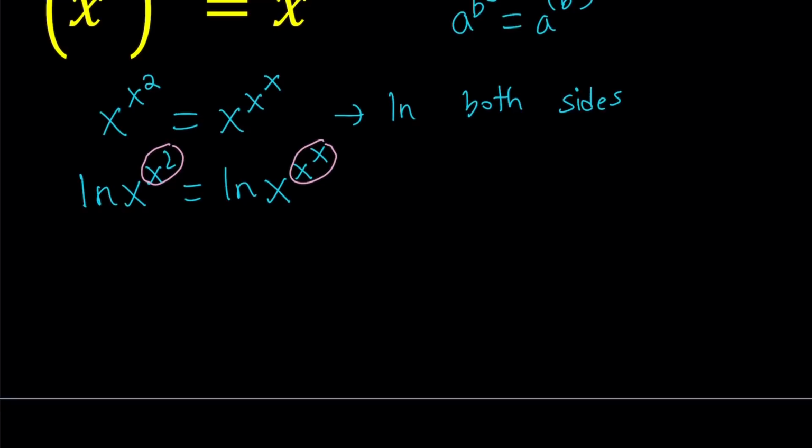So let's move the x squared to the front. That gives us x squared times ln x. And then this one gives us x to the power x times ln x. Now don't cancel out the ln x because you might be losing some solutions.